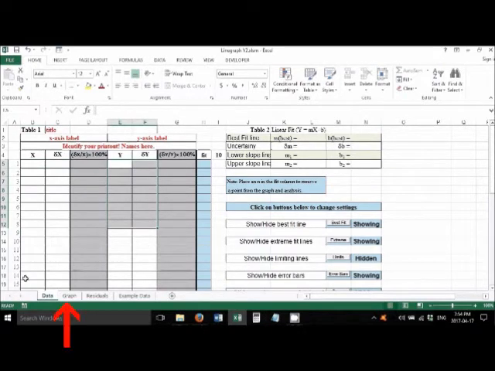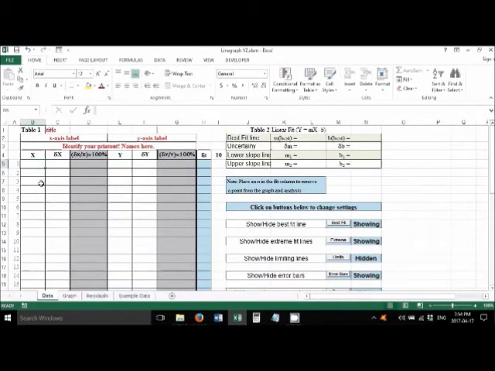And down here at the bottom, you'll see there's a second tab that says Graph. So if you click on this Graph tab, this is where our data will get graphed. So let me go back to the Data tab now. So I click on the Data tab, and I'm going to type in some fake data now.